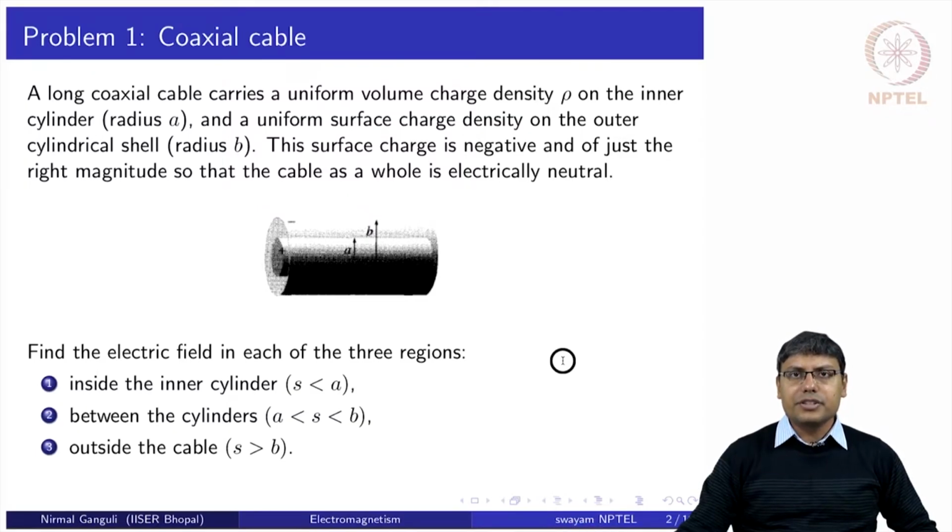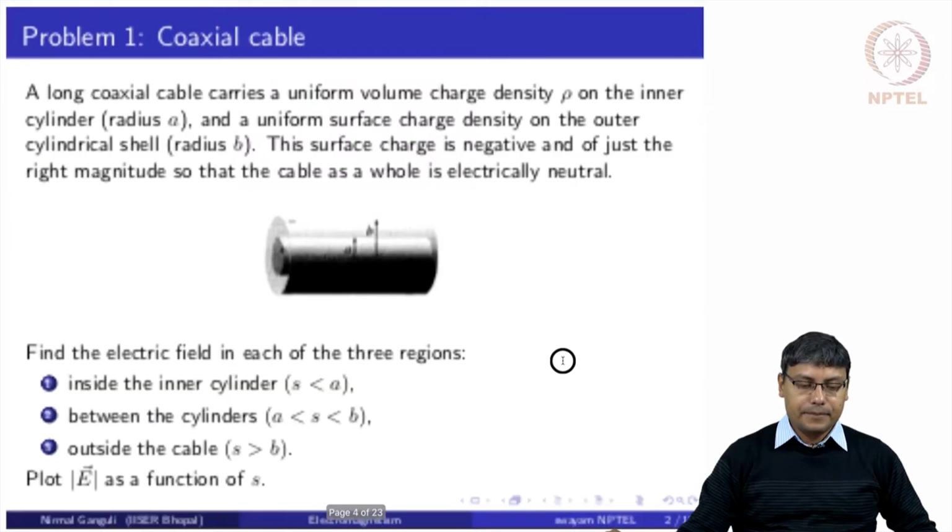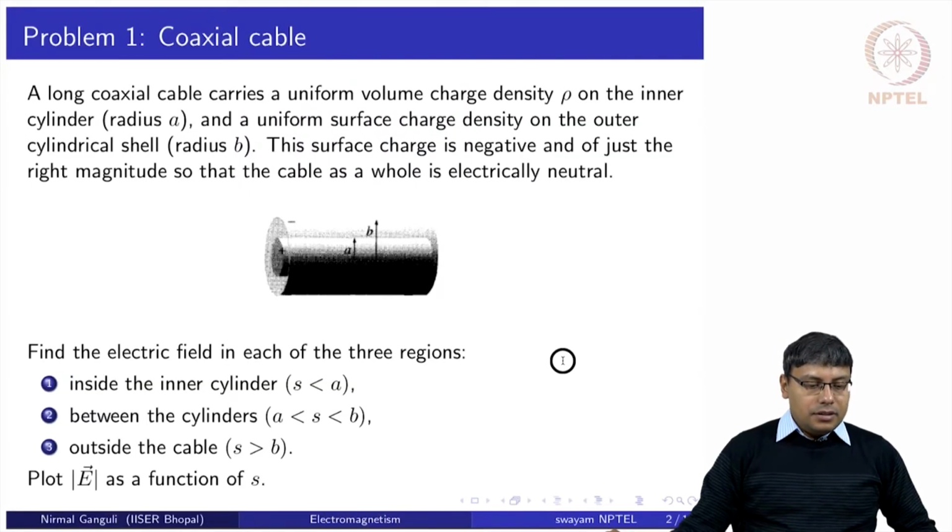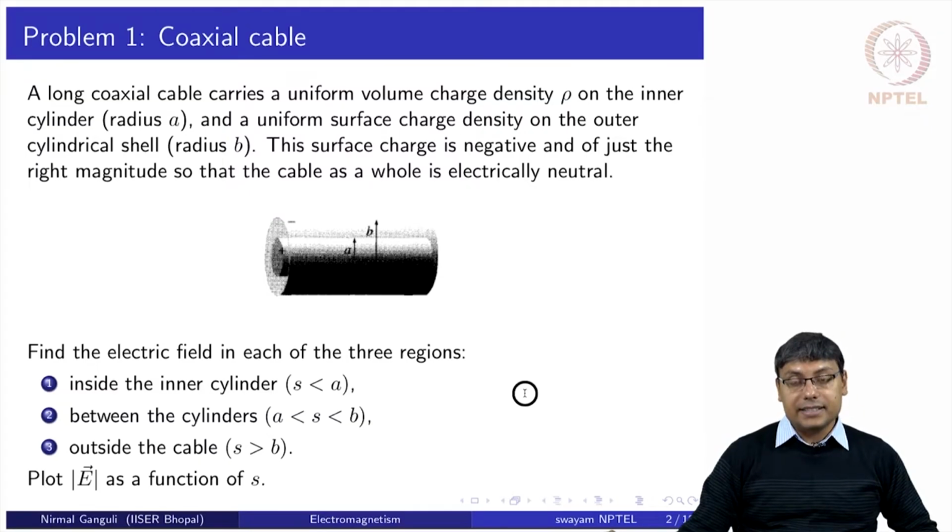Now, you can pause this video and try solving the problem yourself. Once you are done trying with it, you can restart the video and see the solution. Okay. After you have worked this out, please try to plot the magnitude of the electric field as a function of S. S is the distance from the axis of the cylinder. Now, you can pause the video again, try to plot the electric field and then restart the video to check the solution.